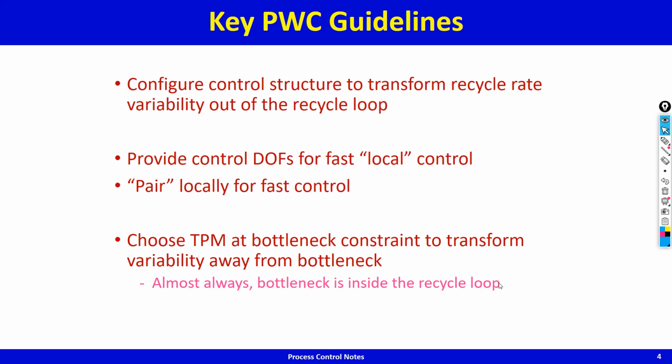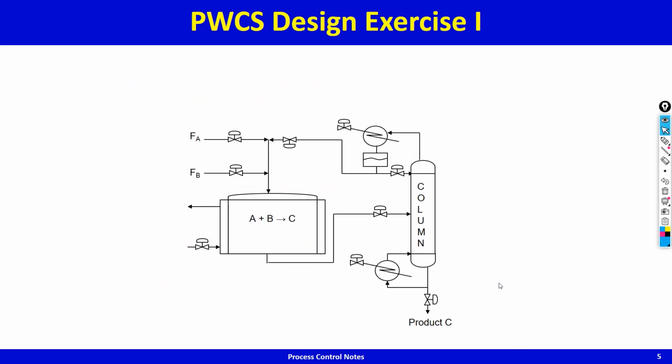And last but not least, you choose the throughput manipulator at the bottleneck constraint to transform variability away from the bottleneck, and this will automatically bring in the fresh feed as a makeup stream because the bottleneck is inside the recycle loop. Almost always the bottleneck is inside the recycle loop. These are the key plant-wide control guidelines that emerge from all that we have done in the last 2 or 3 lectures. Now let's just start applying this to our toy process.